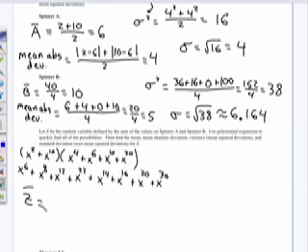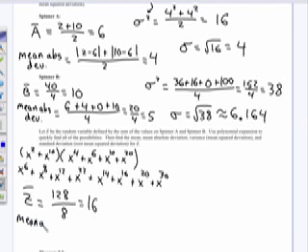So we have 6 plus 8 plus 12 plus 22 plus 14 plus 16 plus 20 plus 30, and we're dividing that by the 8 possible outcomes. That sum is 128. So 128 divided by 8 is 16.